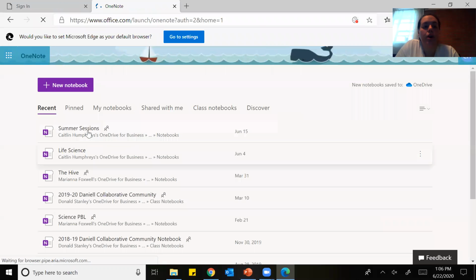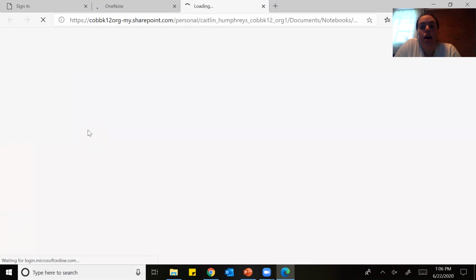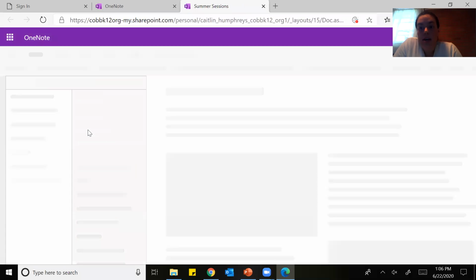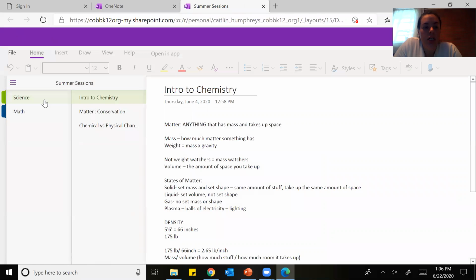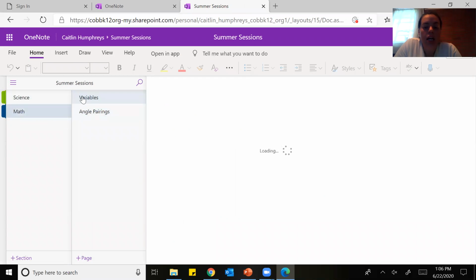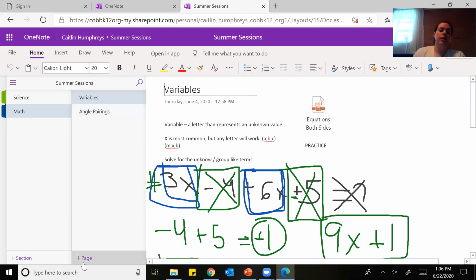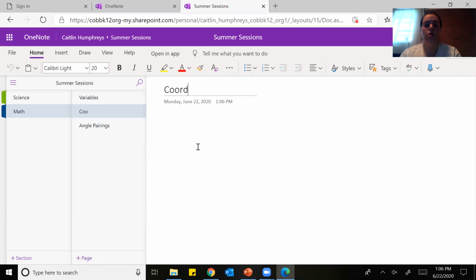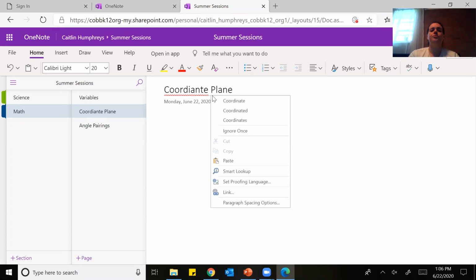All right, we're gonna go to OneNote, summer sessions. And there was no science on Thursday because Ms. Humphreys was sick. So we are going into math for today. Remember, we did variables and angle pairings. So we are going to go on to the coordinate plane today.